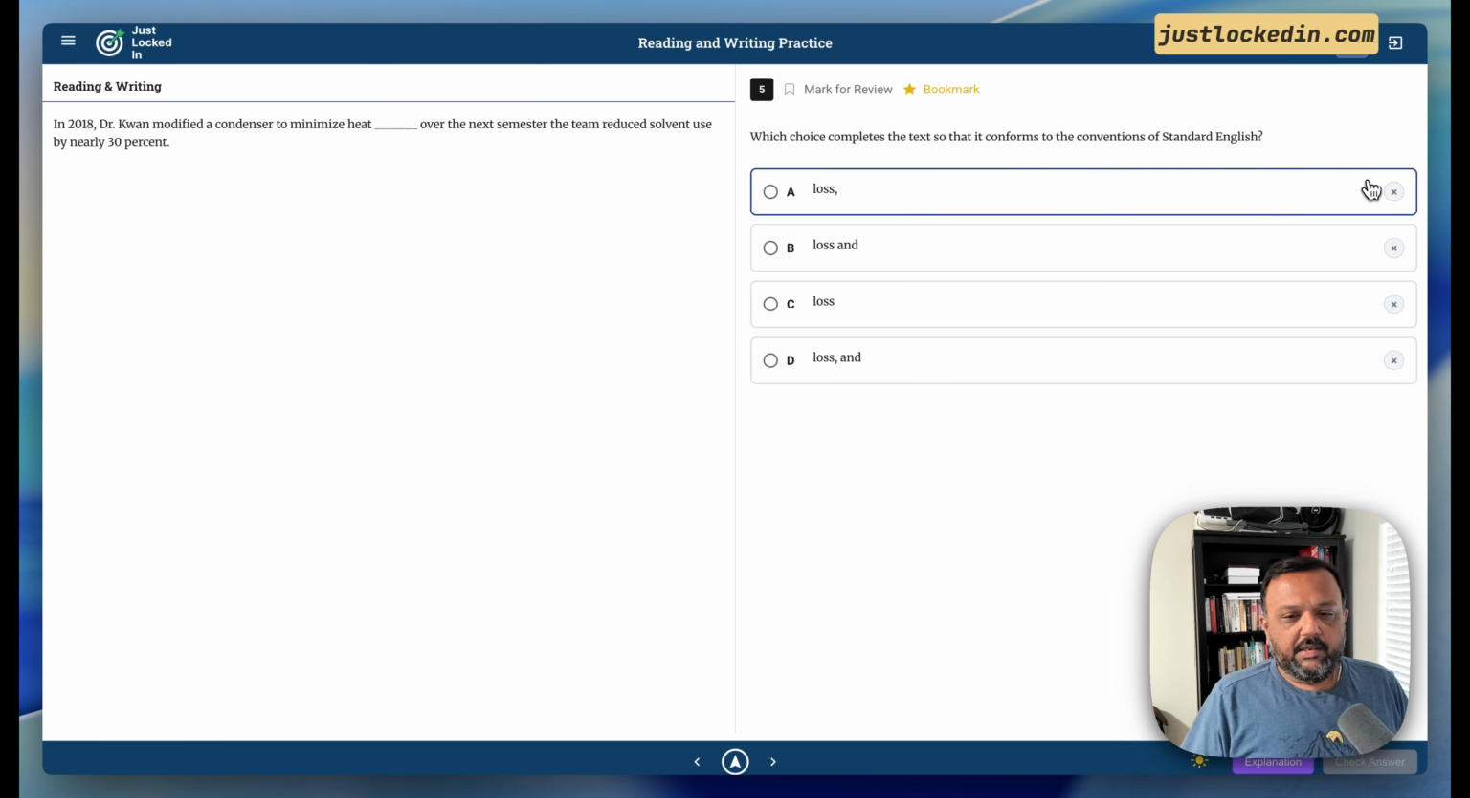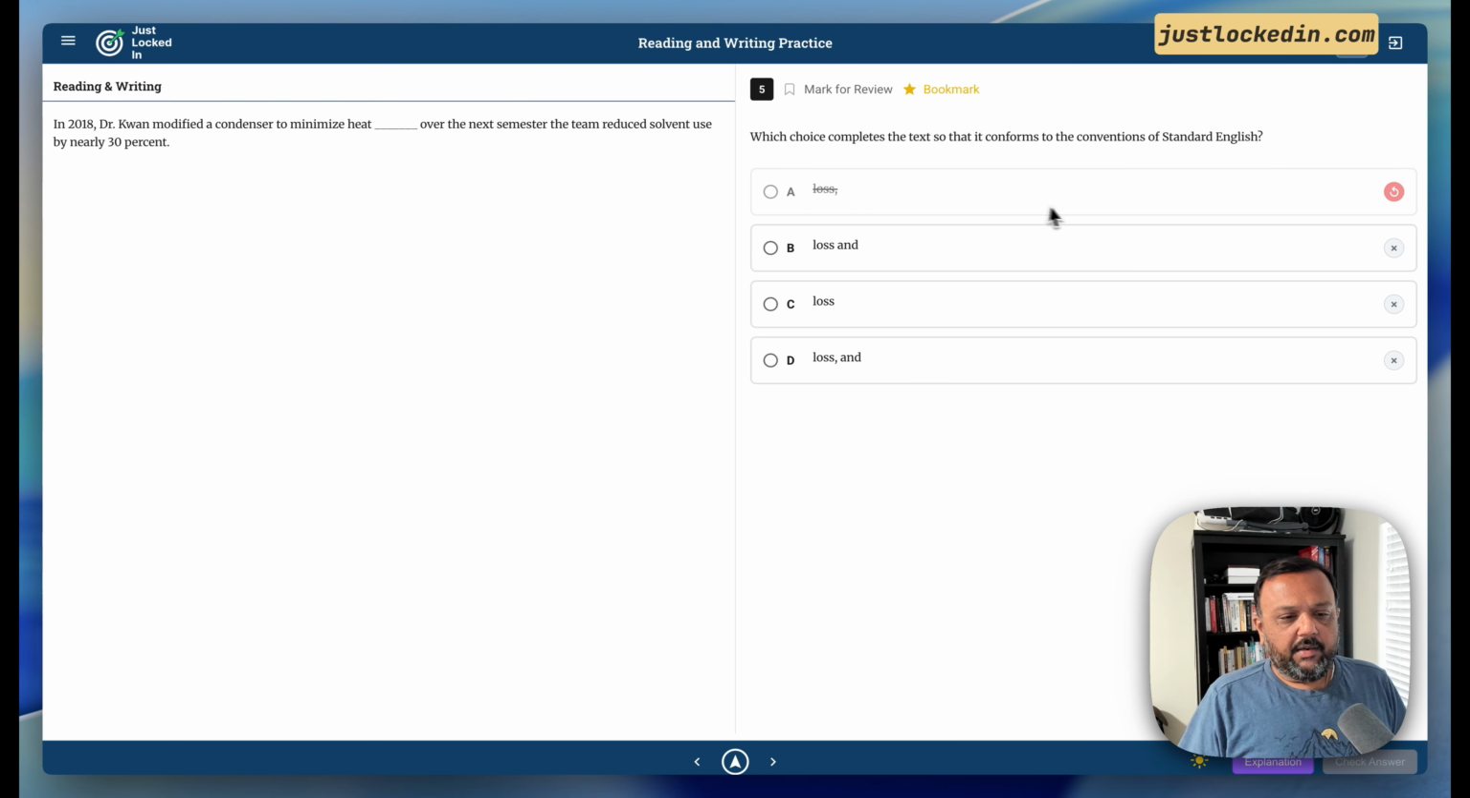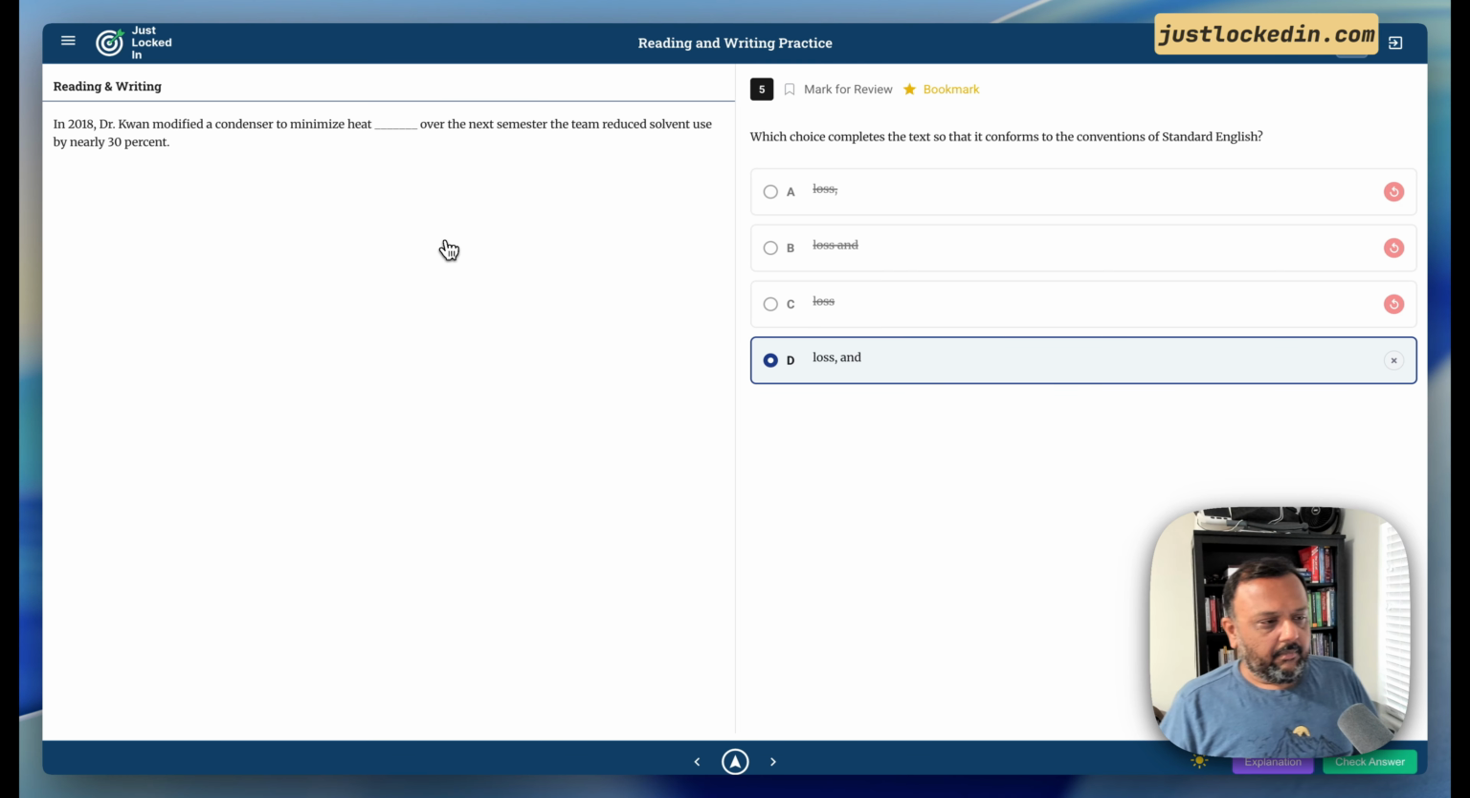Okay, so this is incorrect because this is going to result in a comma splice. This one is an incorrect use of FANBOYS. This is going to result in a run-on, and this one is correct use of the FANBOYS conjunction in this place. Okay, so let's put it back here. Modified a condenser to minimize heat loss, and over the next semester, the team reduced solvent use. Okay. All right.